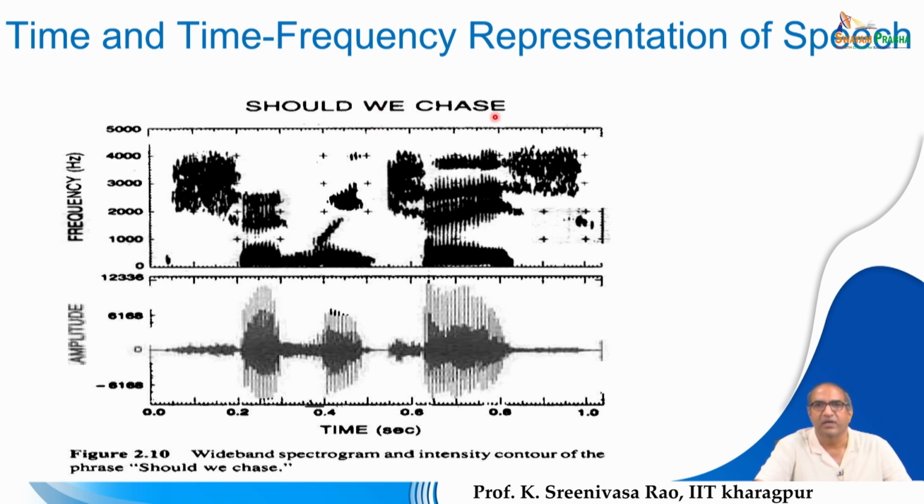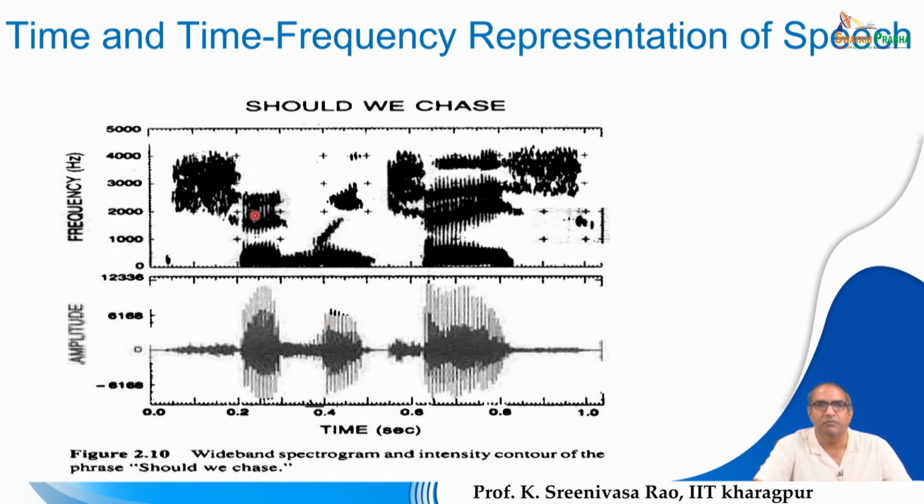Then "chase" again consists of sound units such as ch, a, z. Three sound units. That means altogether there are eight sound units, right? And you can clearly see the nature of those sound units, how they are reflected in the time domain and frequency domain, right?